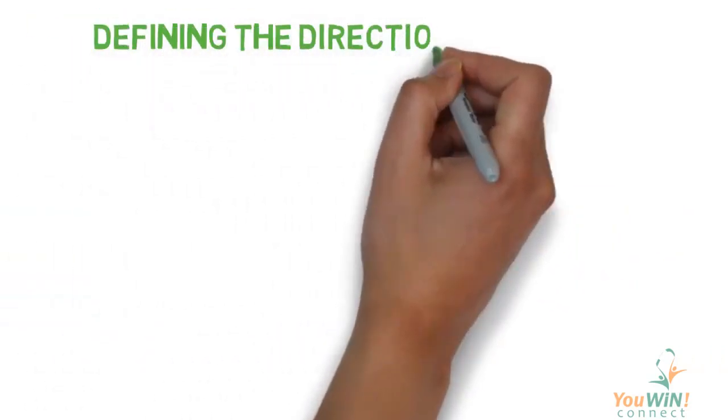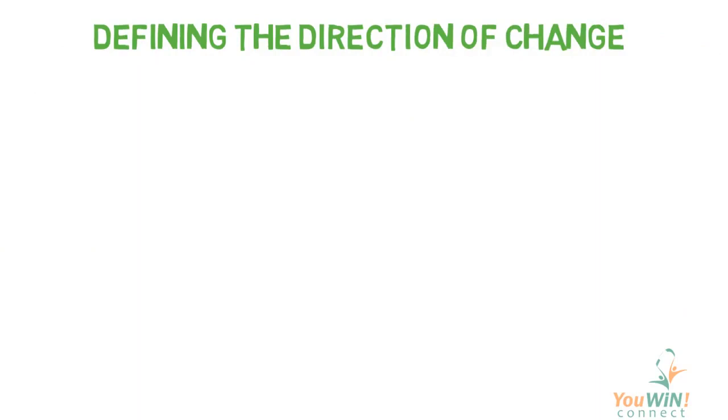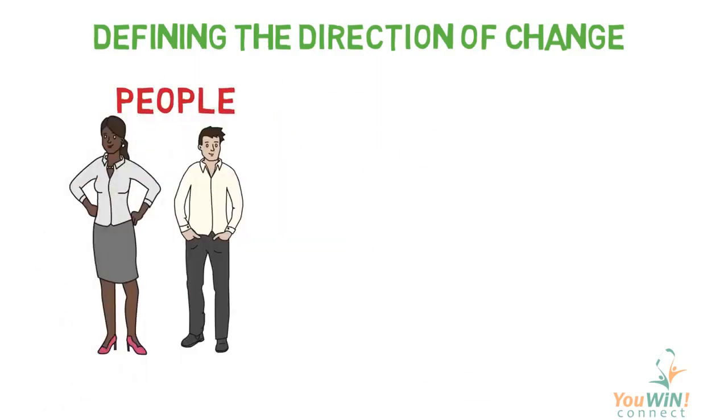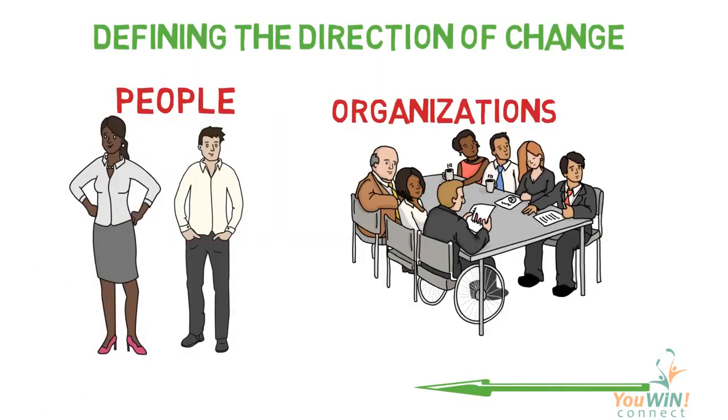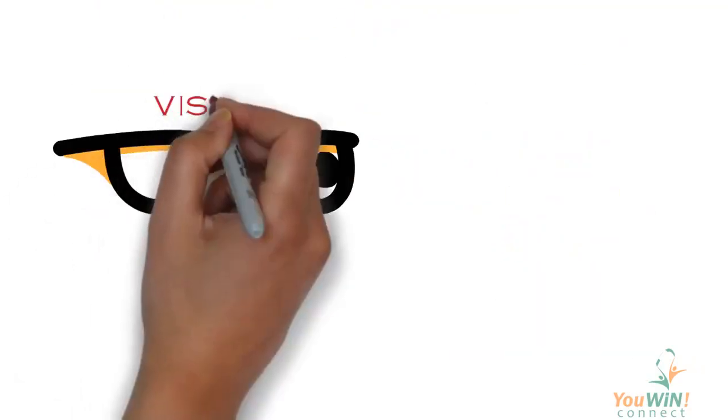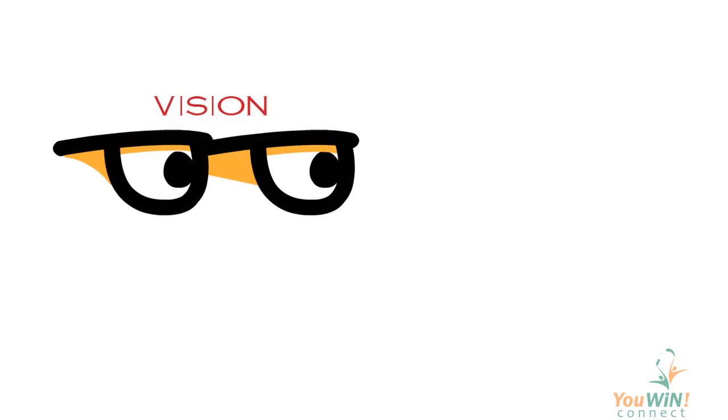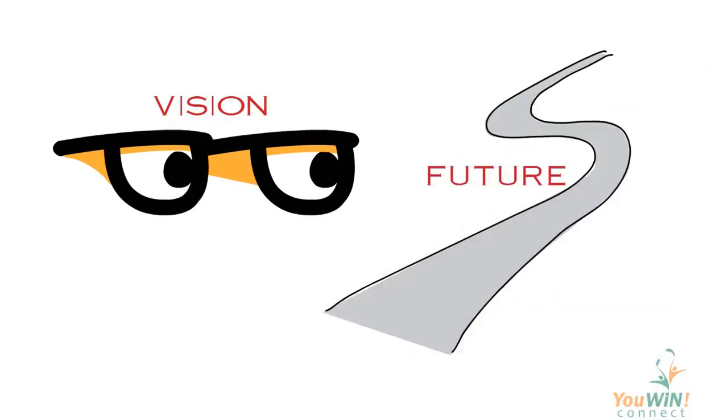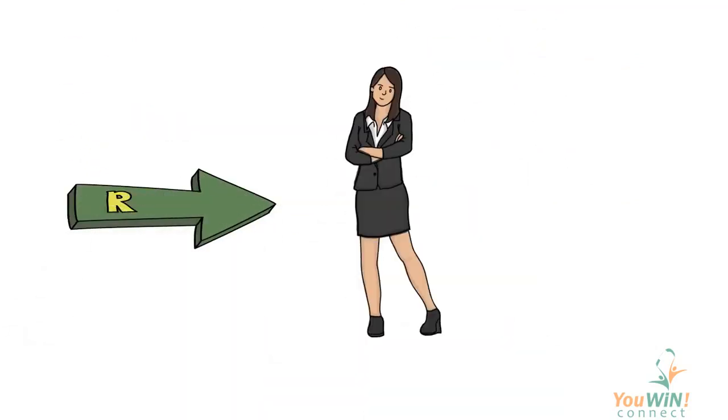Step 1, defining the direction of change. Why do we need to define the change? Before embarking on change, people and organizations need to know where they are directed. This is done through having a vision for their change project. A vision here is a picture of the future, different from the current one. It serves as a direction that shows employees the destination that they must reach.